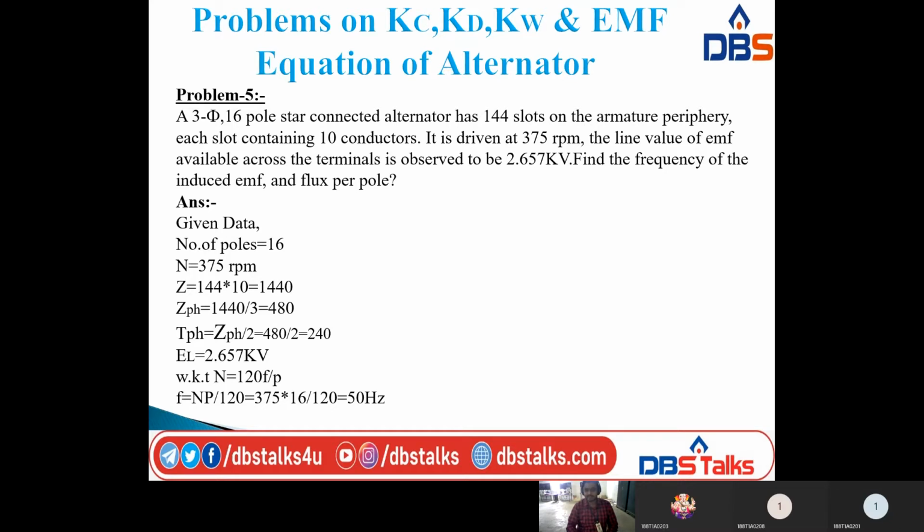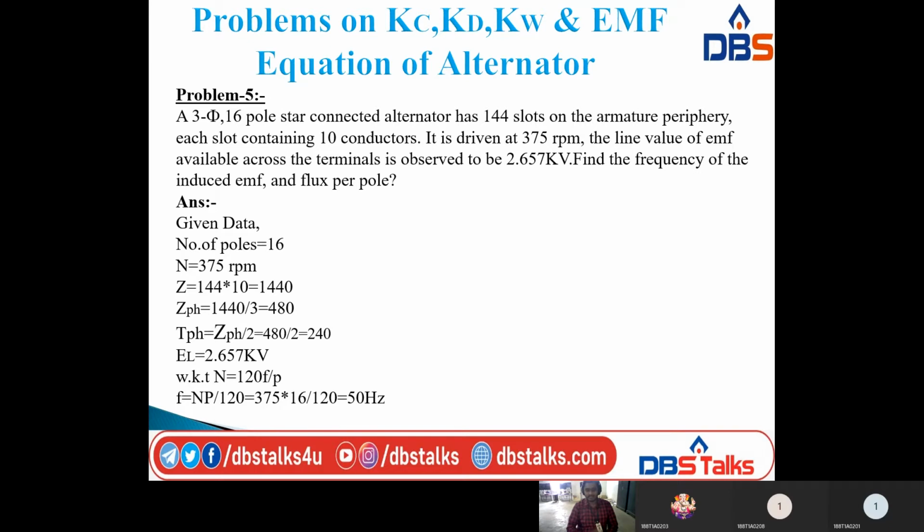That means we have to first calculate the total number of conductors. That is Z is equal to total slots 144, and each slot containing 10 conductors, so we multiply 144 slots into 10 conductors. Totally we have 1440 conductors, the total number of conductors available in the armature periphery.